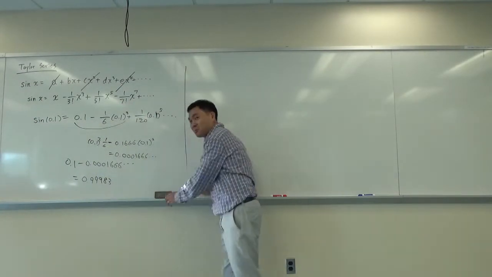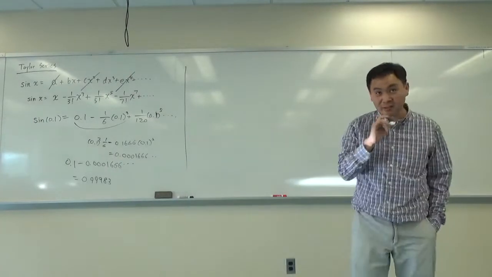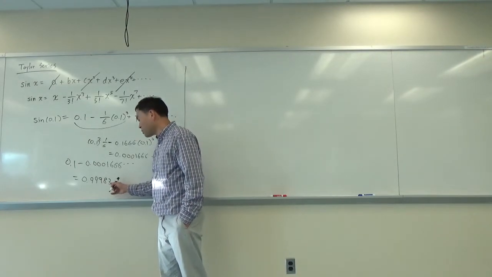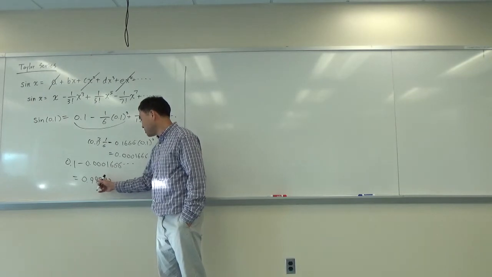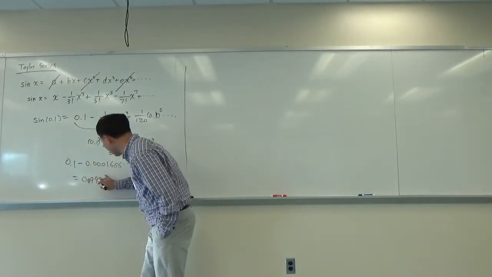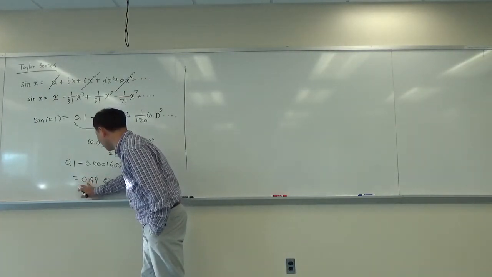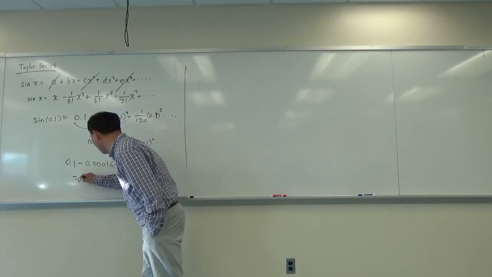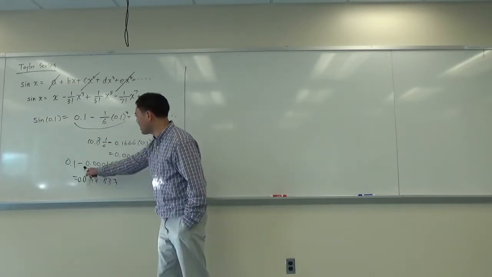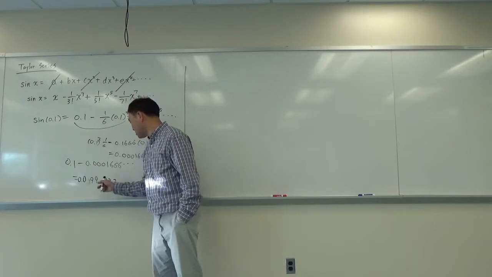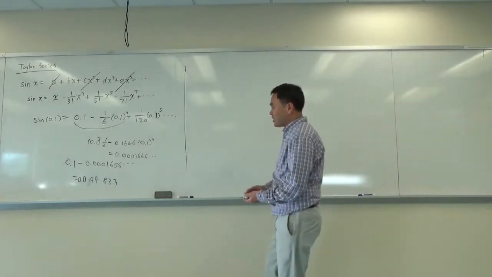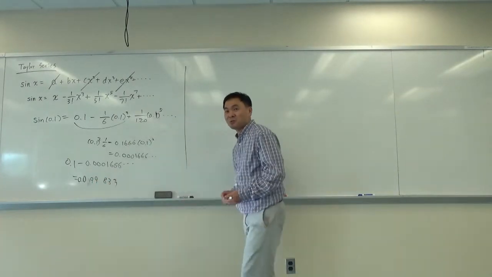Okay, while somebody's working on that one, let's try to do the other one. 0.099, yeah. Okay, so this should be right. I made a mistake. 0.09983, right? Okay, sorry. I did it as if it's 1 minus. It's not, it's 0.1 minus. So sorry about that. But that's what you get, 0.09983. Yeah, it's pretty amazing, right?